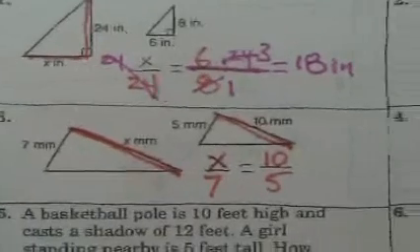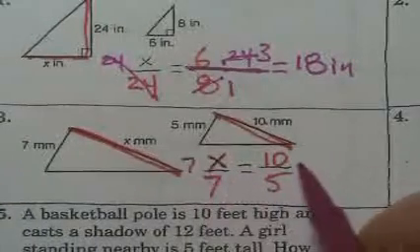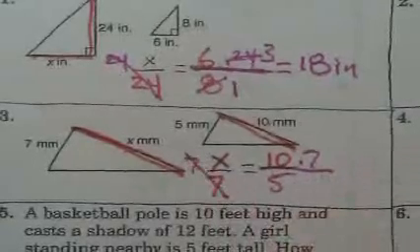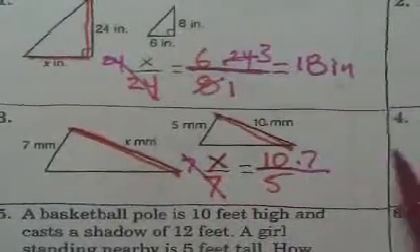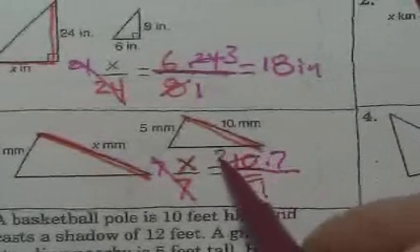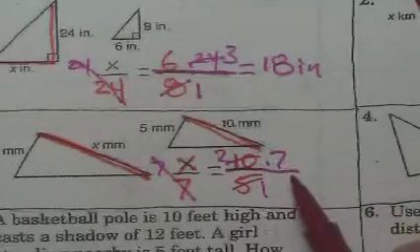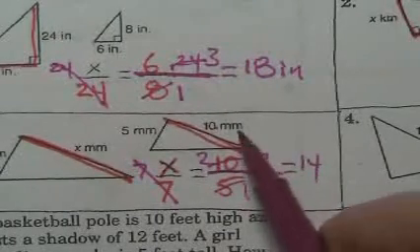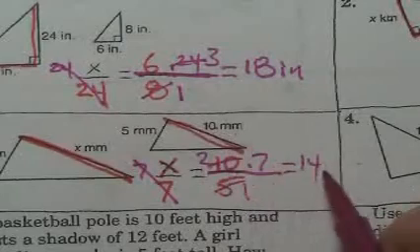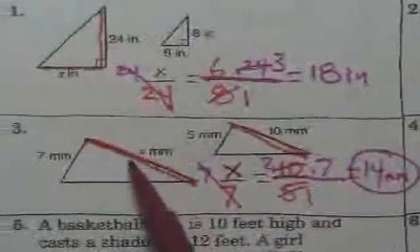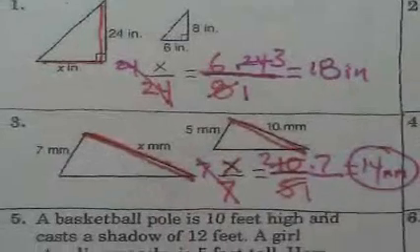So now I'll multiply by 7, multiply by 7. I'll just extend that out. X is by itself. Let's see, 5 goes into 10 twice. 2 times 7 is 14. And the units are millimeters. So this side is 14 millimeters.